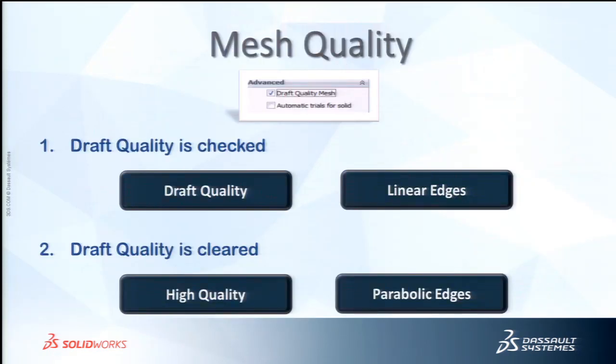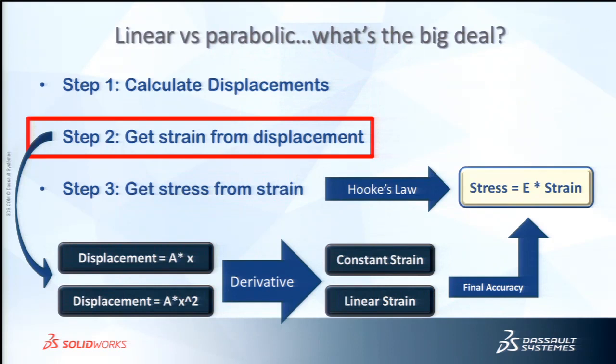So let's talk a little bit about mesh quality, the difference between the parabolic elements and the linear elements, or draft quality versus high quality. What that really is, is just a checkbox in the mesh quality dialog box. So why is this really important? We're talking about accuracy and convenience for us.